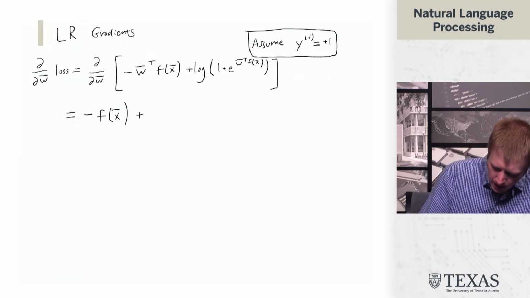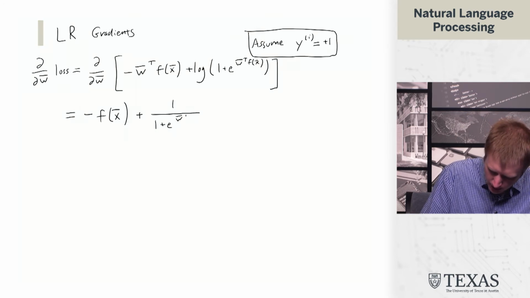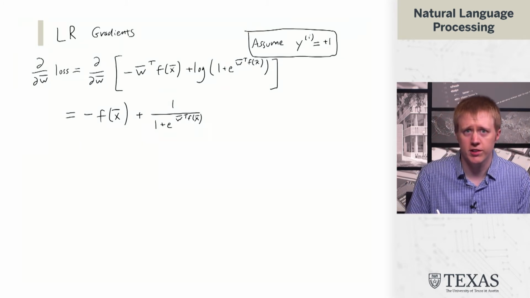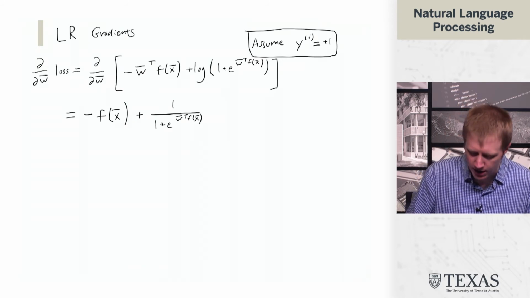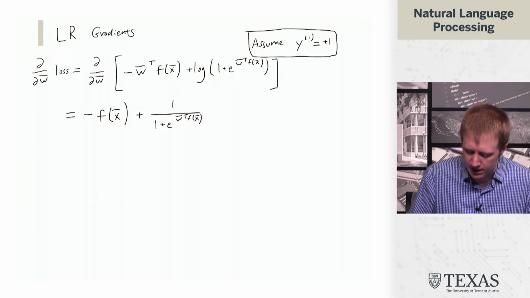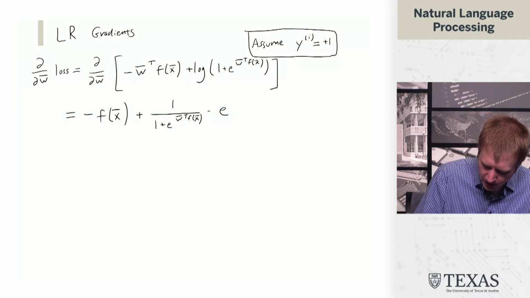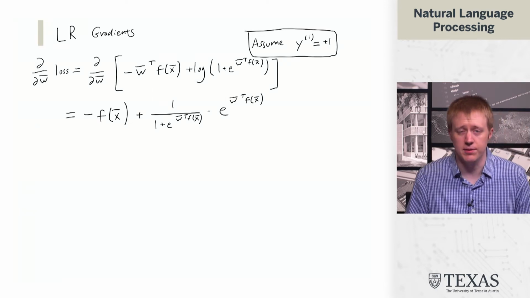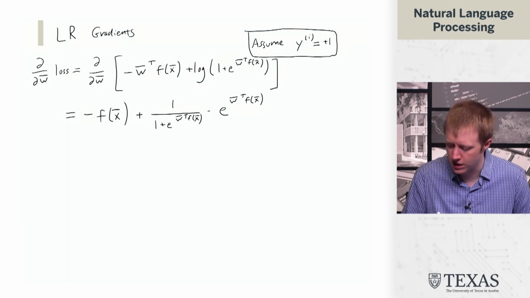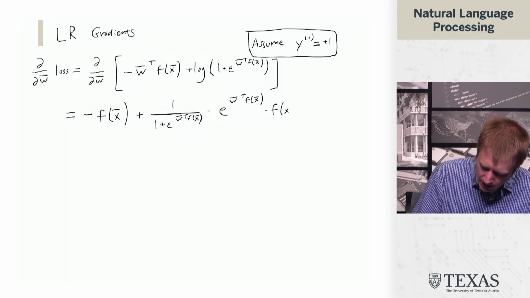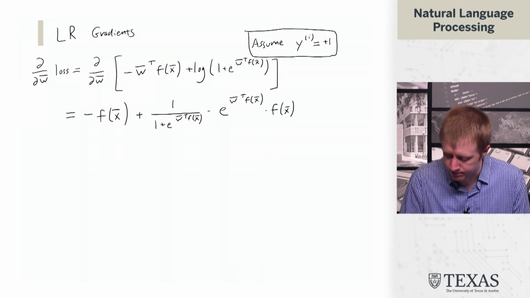All right. And then the second term gets a little bit more complicated. We need to appeal to the chain rule. The way that log works is you get 1 over the inside stuff of the log times the derivative of the inside. And the derivative of exponential is exponential again, times the derivative of the inside stuff using the chain rule, and we end up with this.